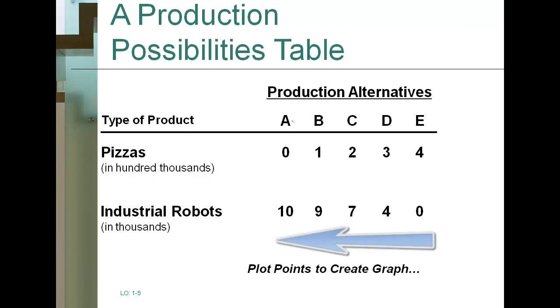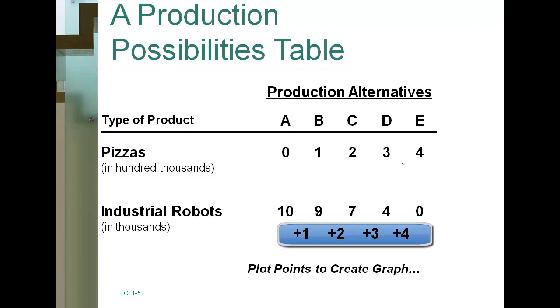Let's start from right to left, and let's see if the law of increasing opportunity cost also applies. So in this case, I am at 0 robots and 4 pizzas. If I increase the amount of robots I produce to 4, I must forego some amount of pizzas, 1. If I'm at point D and I go to point C, and I increase the amount of robots I produce from 4 to 7, that means I gain 3. How many pizzas do I lose? 1. Is this the law of increasing opportunity cost?